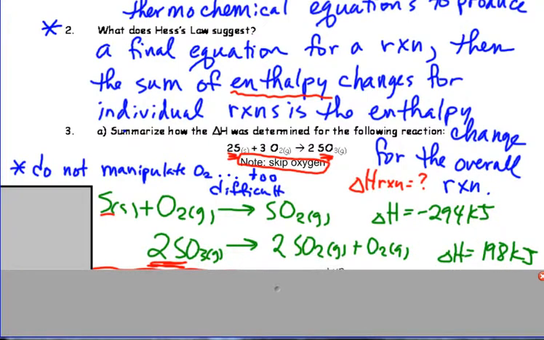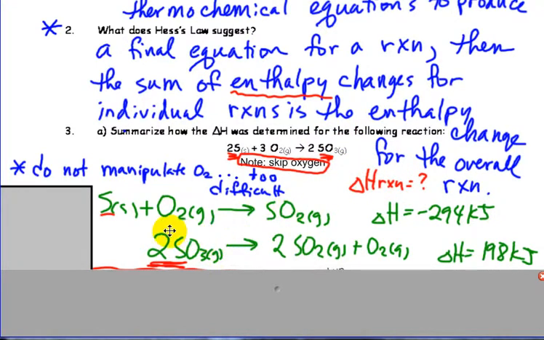So for example, number 3 here, if I wanted to figure out the enthalpy involved with this reaction, 2 sulfur plus oxygen yielding 2 sulfur trioxide, what would that enthalpy be if I know this reaction involving sulfur dioxide and this reaction involving sulfur trioxide? Okay, so Hess's law suggests that if I can manipulate these equations and when I add them up, if I can get this reaction, then adding up the enthalpies will be the enthalpy for that reaction.